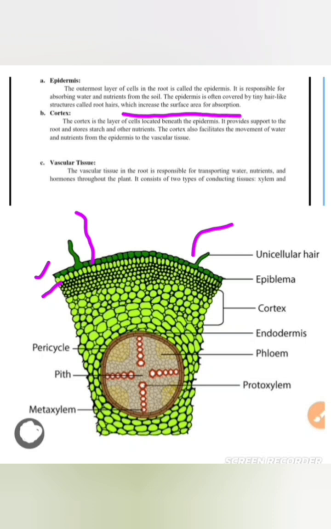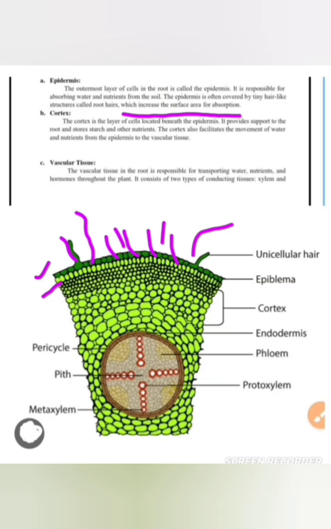The epidermis is the outermost layer of cells in the root. What is its function? It helps in the absorption of water and nutrients from the soil. It is covered by thin hair-like structures called root hairs, and these root hairs increase the surface area for absorption of water and nutrients from the soil.